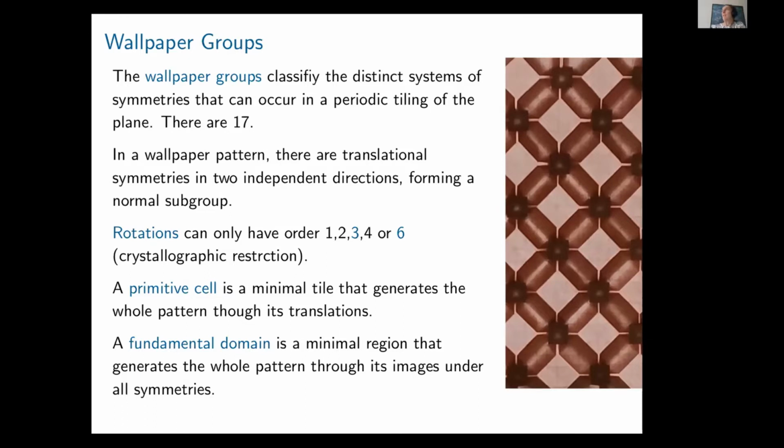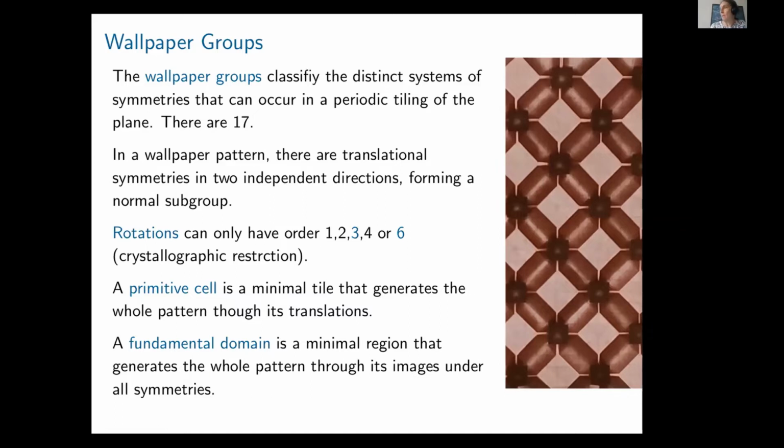All of them have, amongst all the symmetries involved, translational symmetries in 2 independent directions, coming from just sliding the basic tile along some directions of symmetry. They may also have rotational symmetries, and they may have reflections. Rotations, if they occur, can only occur of order 1, which would be a rotation through 0 degrees, 2, which would be a rotation through 180, 3, 4, or 6. This is the famous crystallographic restriction, which tells us what the basic angles of rotation can be in a periodic tiling of the plane.